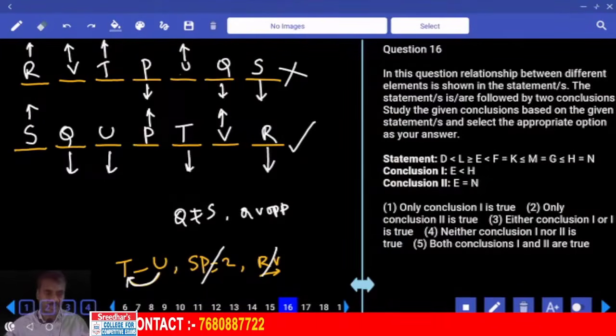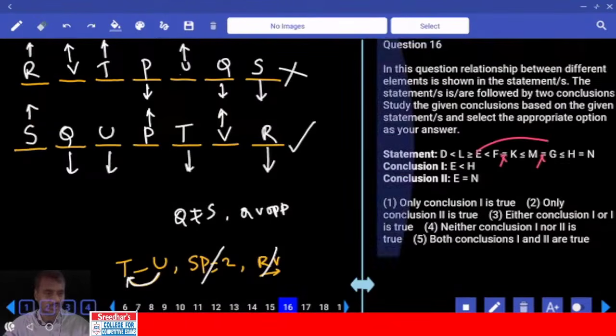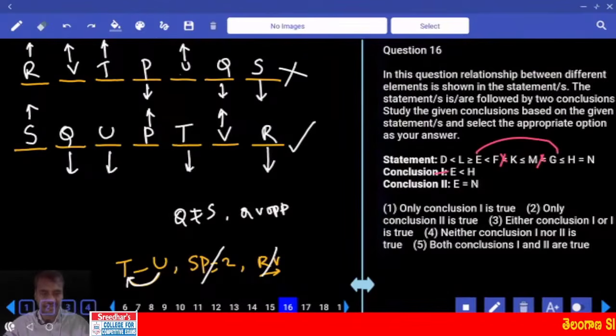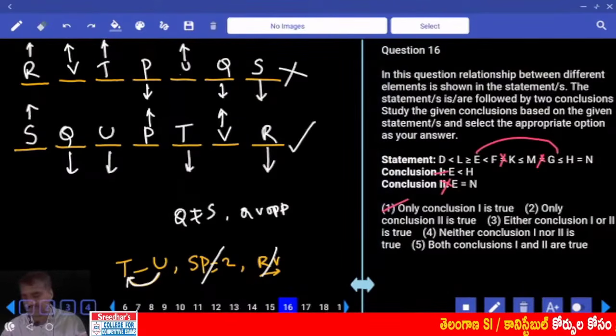Coming to question number 16. E is here, H is here. From E to H, now remove this symbol, equal. E lesser than H. Definitely 2. E equals to N is false. And only one choice, question number 16.